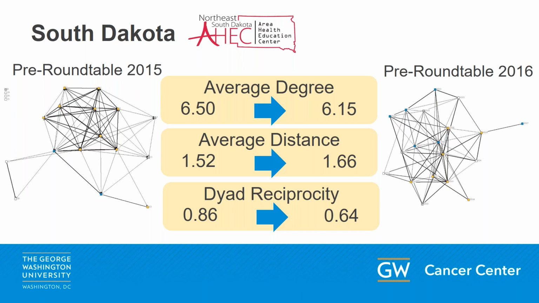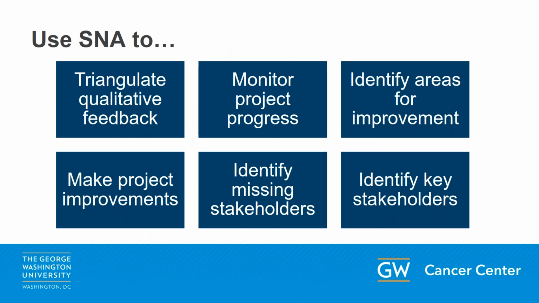And the average distance between participants went up slightly and communication reciprocity went down. And these numbers likely reflect challenges South Dakota experienced with the Area Health Education Center leadership in flux. The South Dakota Area Health Education Center director stepped down between the 2015 and 2016 roundtables. So the position was vacant for almost 6 months, which significantly put a damper on engagement and implementation of activities. But again, it's nice to be able to see that the social network analysis indicators reflect the realities on the ground.